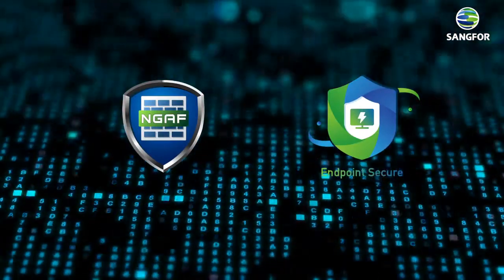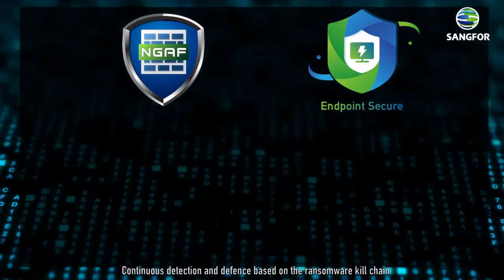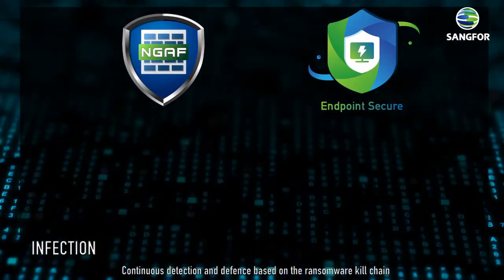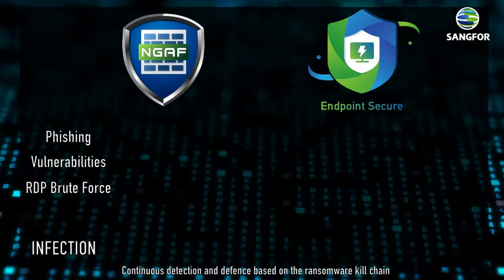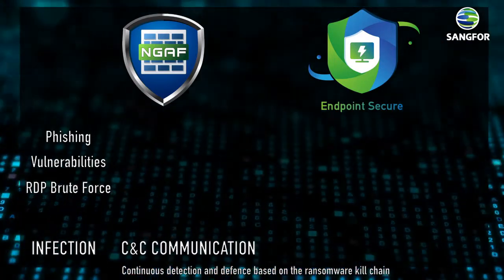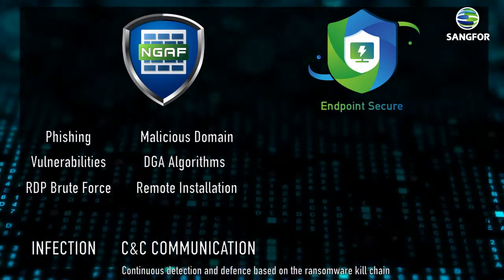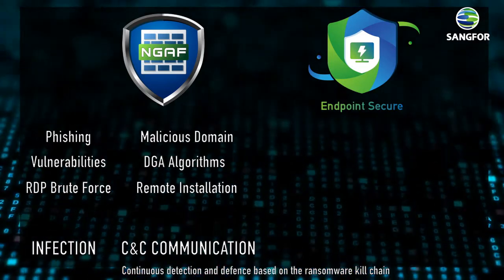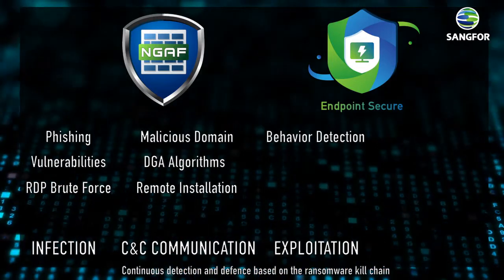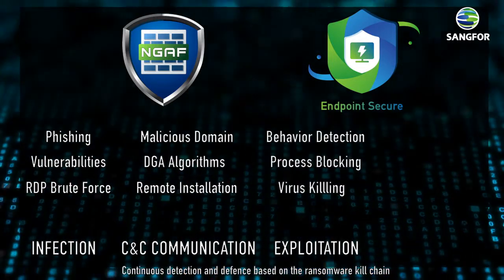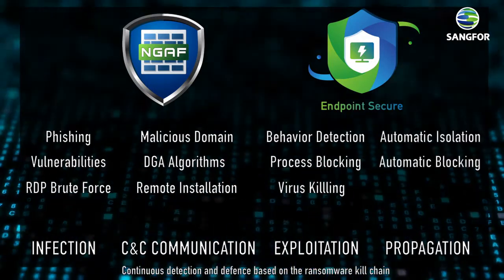Sangfor's integrated ransomware solution architecture looks a bit like this. Sangfor NGAF stops ransomware in the infection stage by seeking out phishing emails, vulnerabilities, and RDP brute force attacks, and in the CNC communication phase by seeking malicious domain names, DGA algorithms, and remote installation. Sangfor Endpoint Secure stops ransomware in the encryption stage using behavior detection, process blocking, and virus killing, and the lateral propagation stage using automatic isolation and blocking.